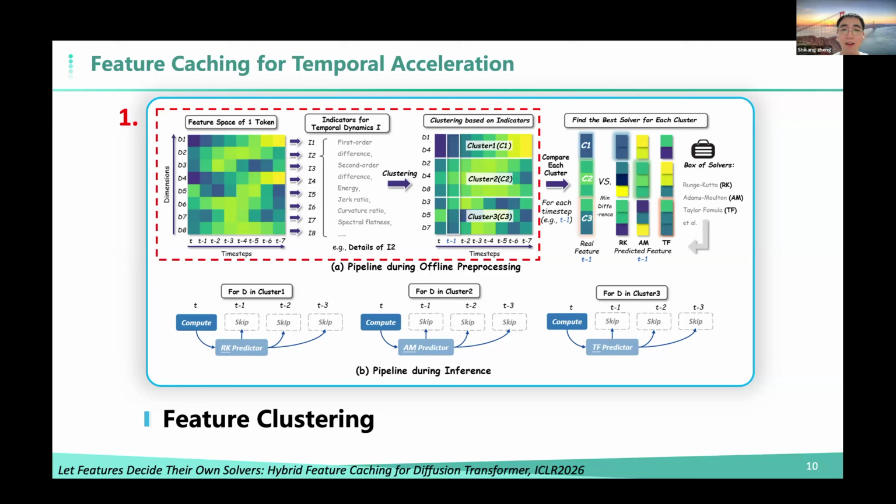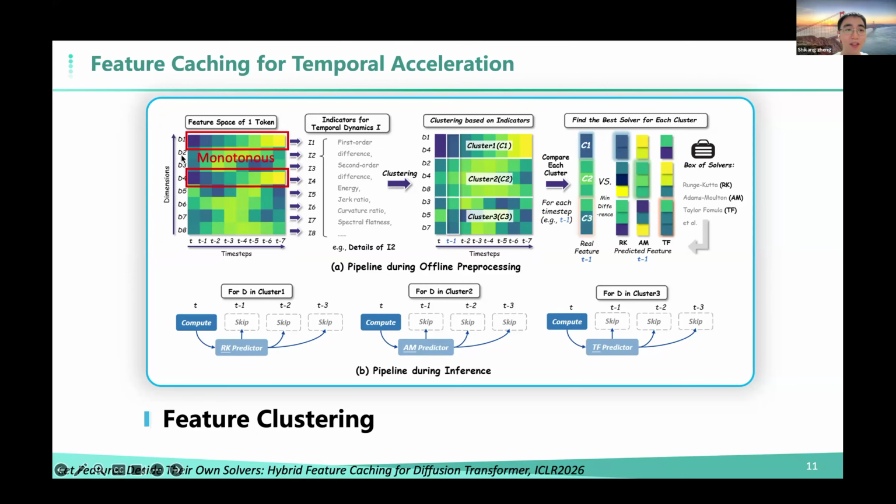For example, dimension 1 and dimension 4 seem to be monotonous, like the color is getting brighter and brighter, which means their trajectories share the same temporal dynamics. Then they will be grouped into cluster 1. The same goes for cluster 2 and cluster 3, each with similar temporal dynamics.